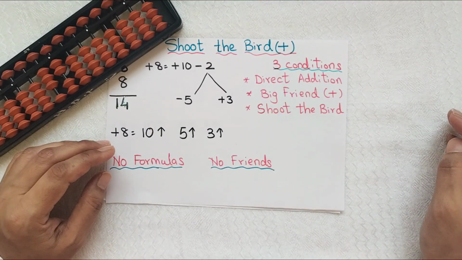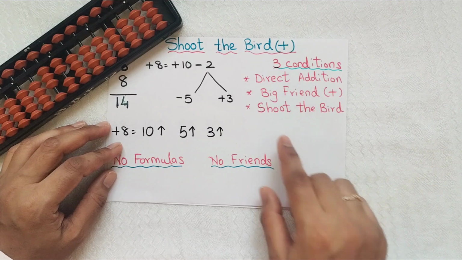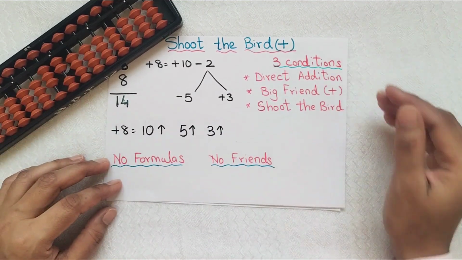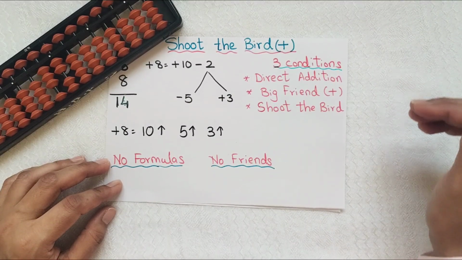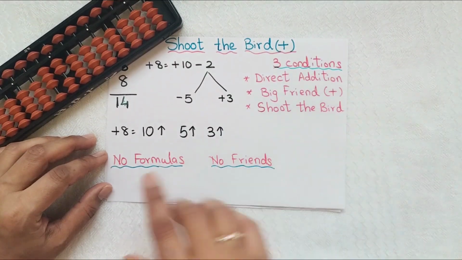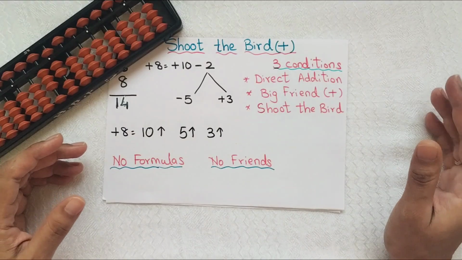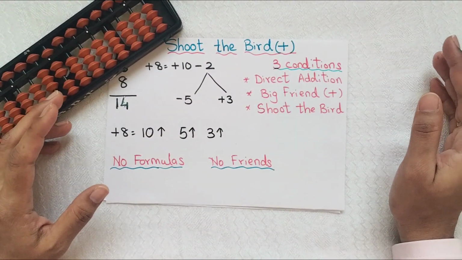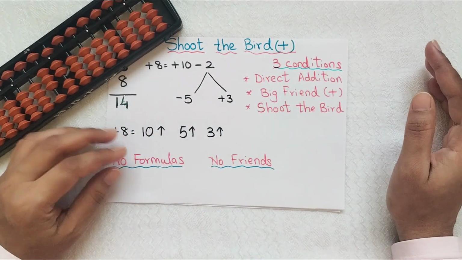If big friend addition is also not possible, then you have to go for the shoot the bird concept. That's the order you follow. First we go for direct addition, then big friend addition, and then shoot the bird. And always remember, for shoot the bird you are not remembering any formulas, nor do you have to remember any friends. And most important, shoot the bird technique is used for addition.